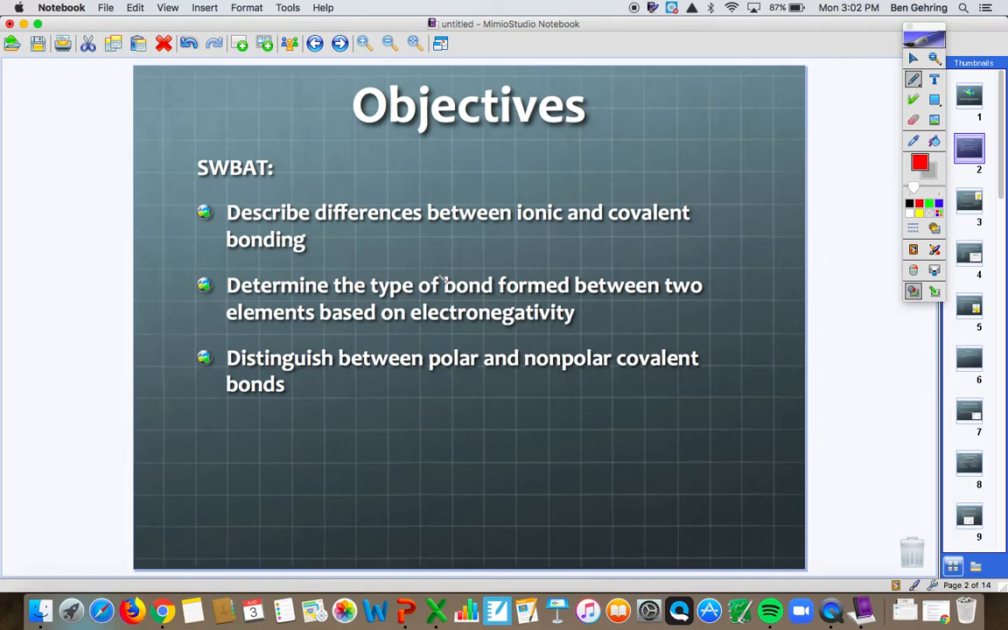Objectives. You're going to describe the differences between ionic and covalent bonds. You'll be able to determine what type of bond is formed based on the property of electronegativity, which we talked about in the last unit. And then we're going to talk about both polar and non-polar covalent bonds. You'll be able to tell me what differences are taking place between those.